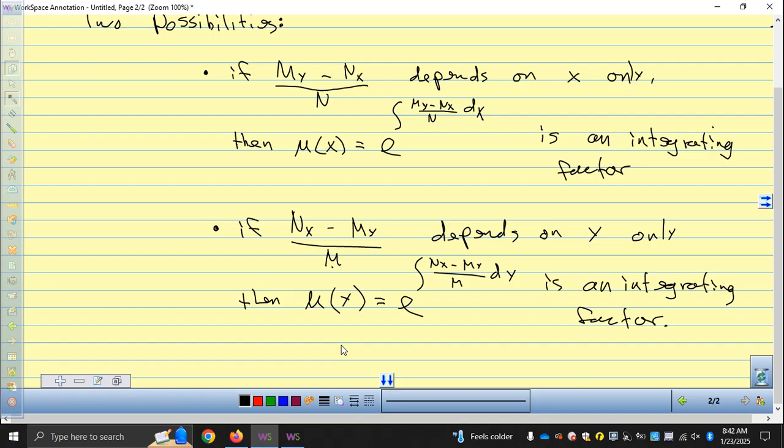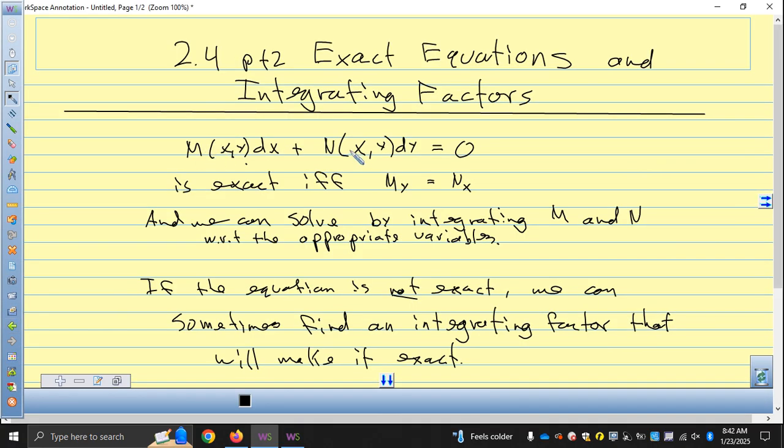Yes? What are the M's and N's in the denominator? They are these.